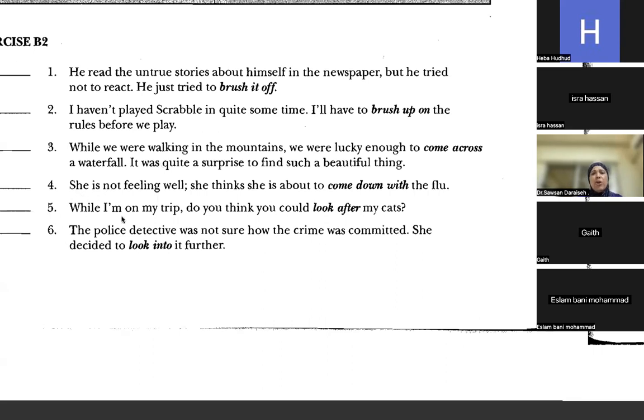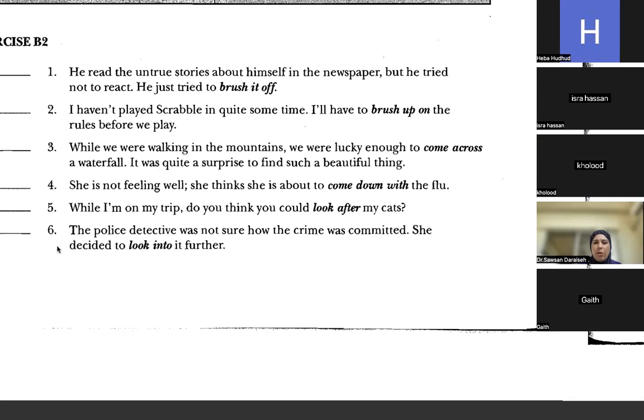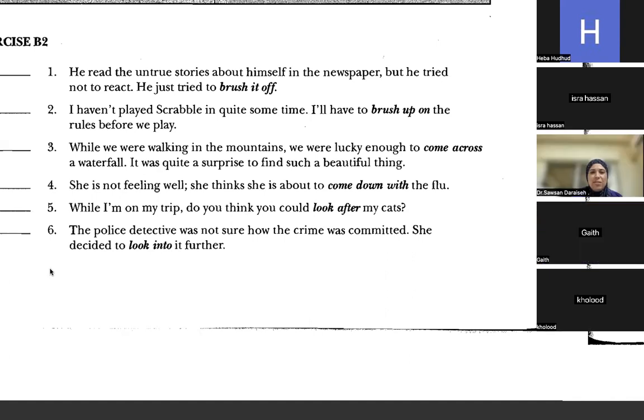All right. So yes, look after, that's what it means, to take care of. Good. We should look after our loved ones, our kids, right? 6, we have Dr. Isra. She has had her hand up for a while. The police detective was not sure how the crime was committed. She decided to look into it further. Good. Exactly. Investigate. Good job. To look into it further means to investigate.